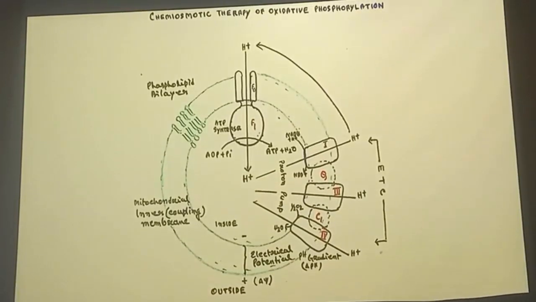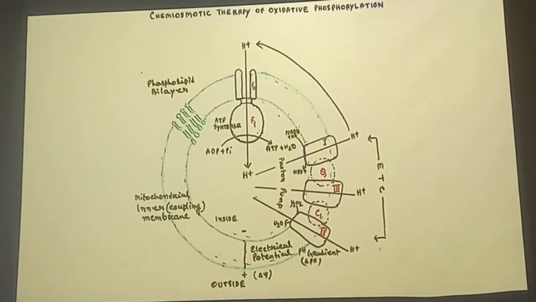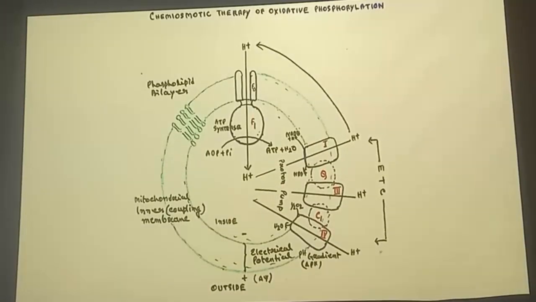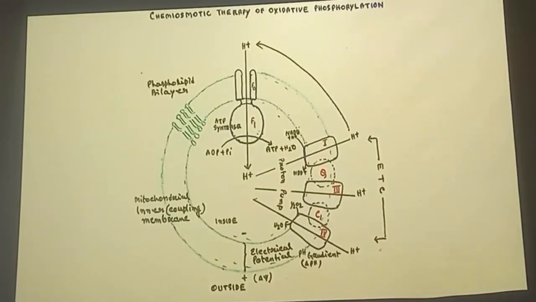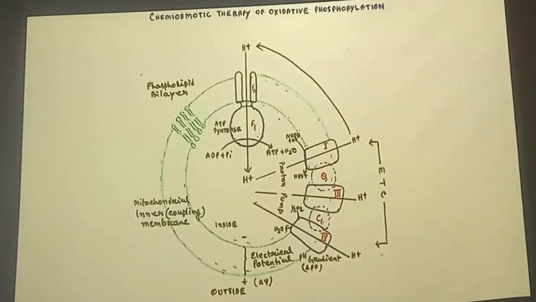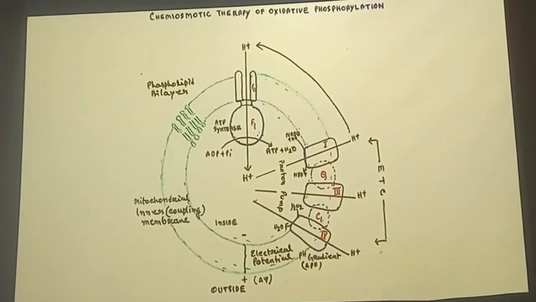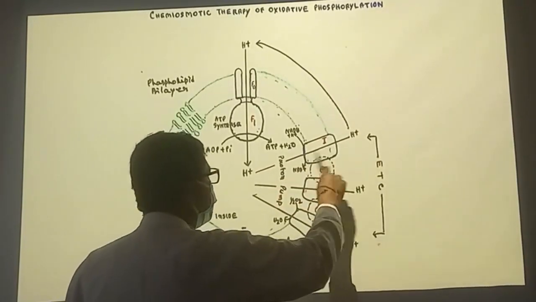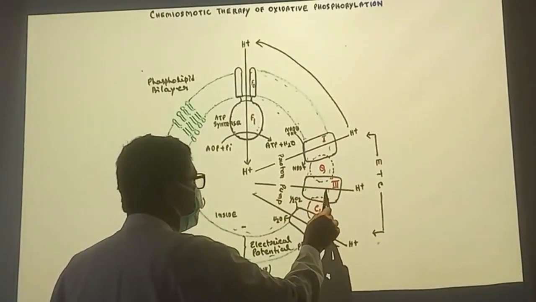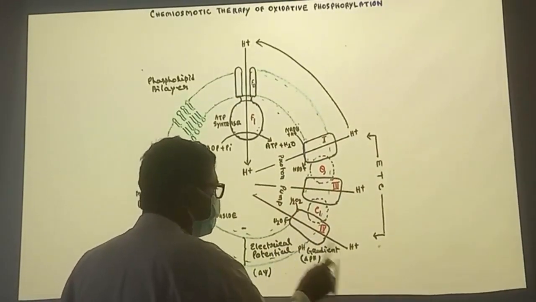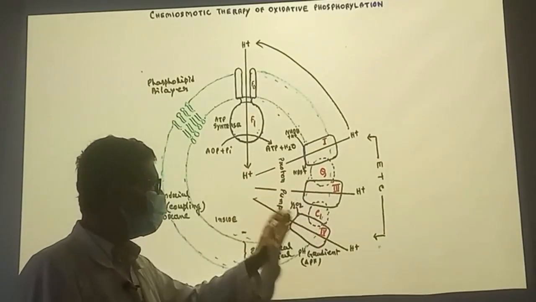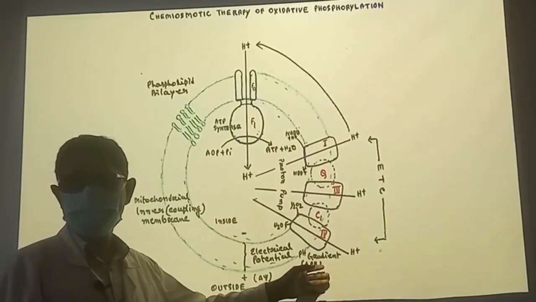The conformational changes mean breaking of different non-covalent bonds by releasing a lot of energy, and that energy is utilized for the formation of this high energy phosphate bond. ADP and Pi are converted to ATP. So there are three sites actually. Complex 1 to coenzyme Q, then complex 2 to coenzyme Q, and of course complex 3. And these three ATP are actually given as per the old theory.